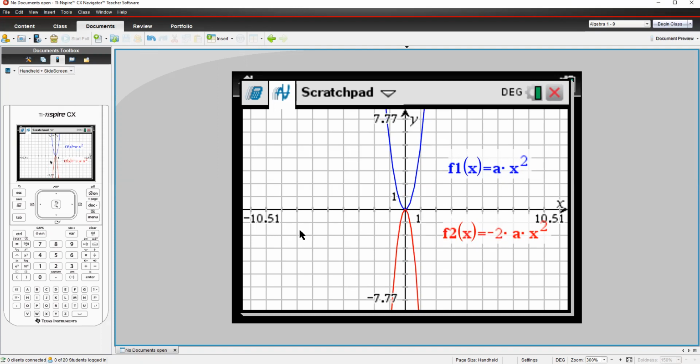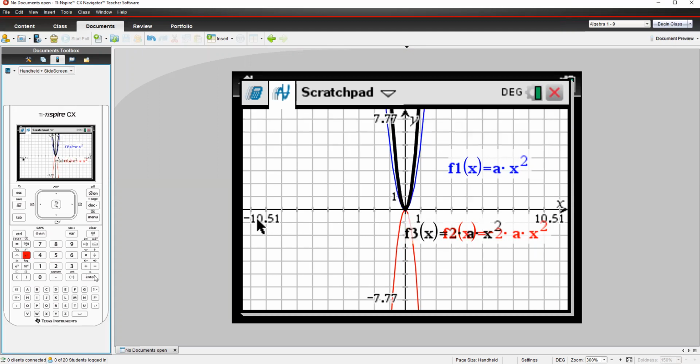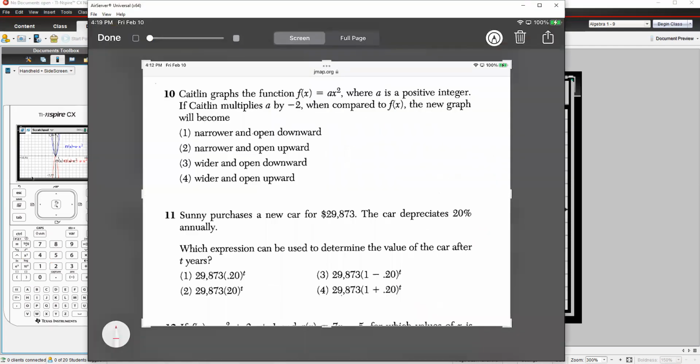And if you want to see how I know it's thinner, I'm going to do one more. I'm going to do tab, and then I'm going to make this a +2 times a times x squared. And you can see that that's going to be inside the blue one. So that means this red one is narrower than the blue one, and it's also reflected. So our answer choice, let's go back to the answers, would be, it is open downward and it's narrower. So it would be choice 1.